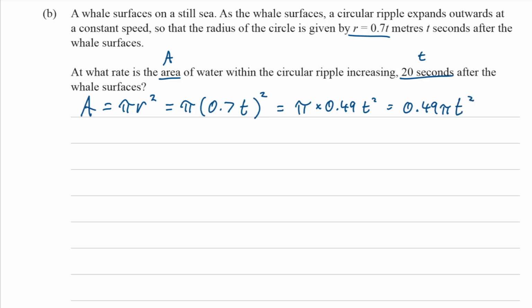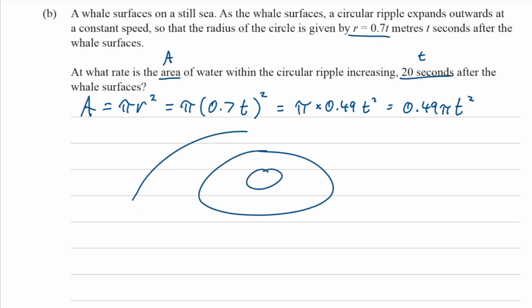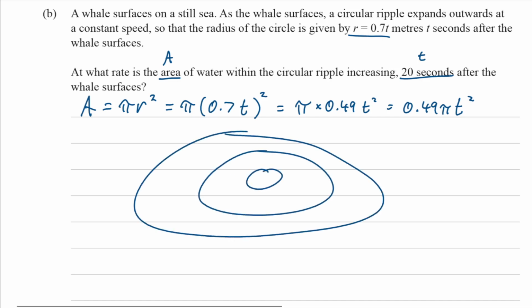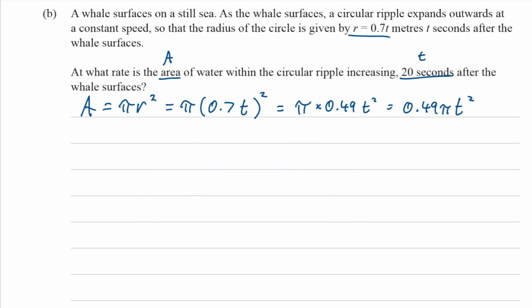So that equation tells us that the area is 0.49 times pi t squared. As we increase time, the area will increase as well. That makes sense because the waves had more time to move outwards, so the circle has grown in size. Okay, so we have an equation for area.